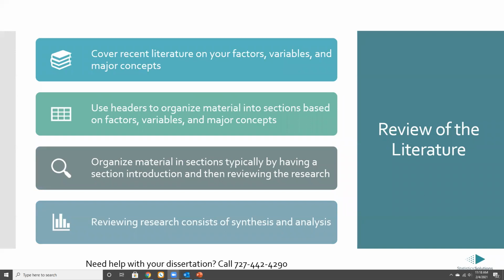The next section is really the heart of the lit review, because it is where you actually review the literature on your topic. And this could have several subsections, as many subsections as you really need. And the way to go about this, because you're going to have a lot of material, you're going to have to break it into sections based on your variables and your major concepts, right?